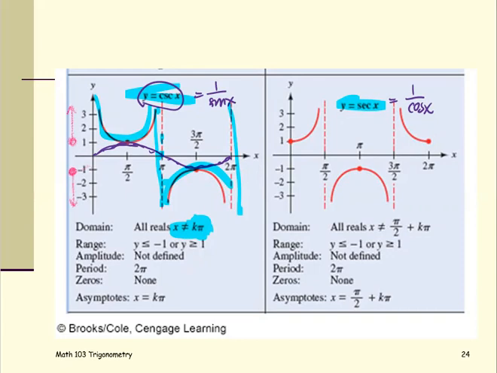So that's why we get the range as y is less than or equal to negative 1, and the other portion is y is greater than or equal to 1. The amplitude is not defined because we could not find the maximum value and the minimum value of the graph of y equals cosecant x. The period is 2 pi because it repeats the same pattern every 2 pi, which is the same as the period of the sine function. The zero or x-intercept is not available because the graph will never cross the x-axis. The asymptote is the vertical asymptote, at the points where sine of x is 0.